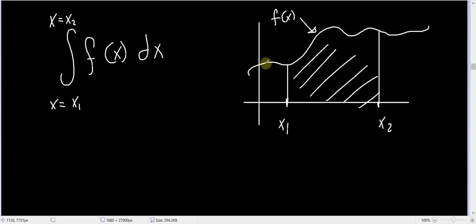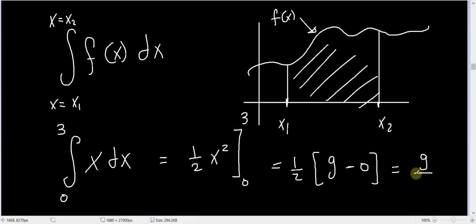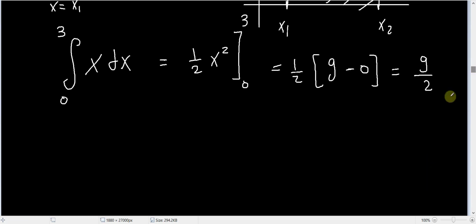But as a concrete example, suppose we have the integral from 0 up to, let's say, 3 of the function x dx. Since you know how to evaluate an integral, you know that the result of this is equal to 1/2 multiplied by x squared. Then I will substitute from 0 up to 3. So I'll have 1/2 multiplied by 9 minus 0. So this is 9/2.